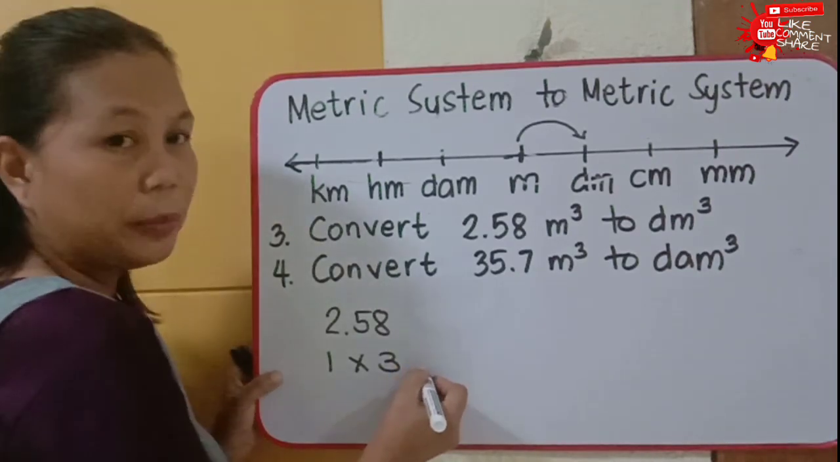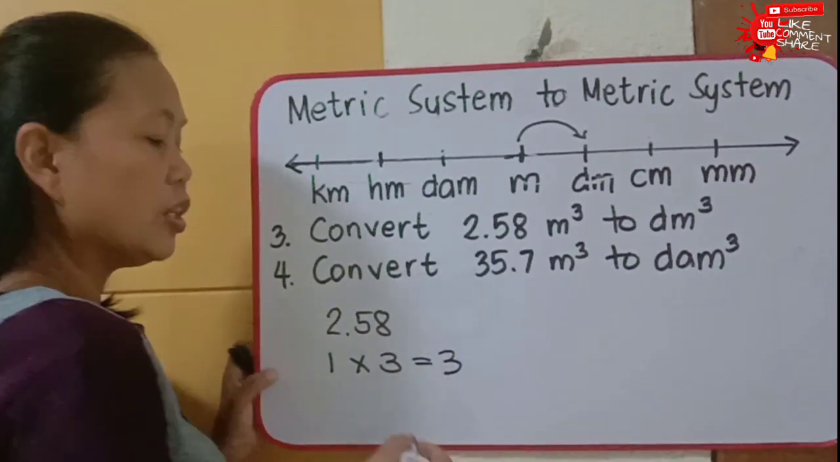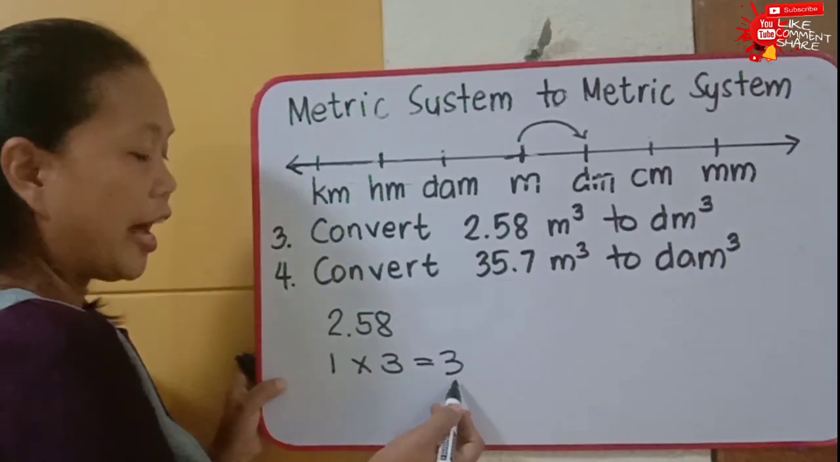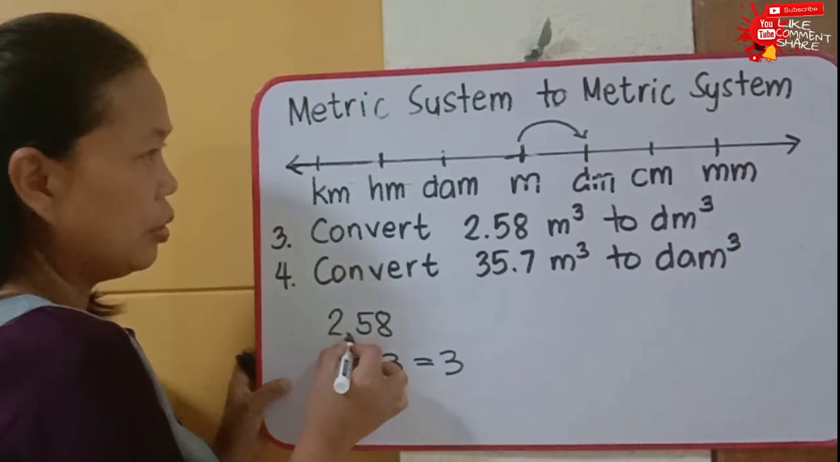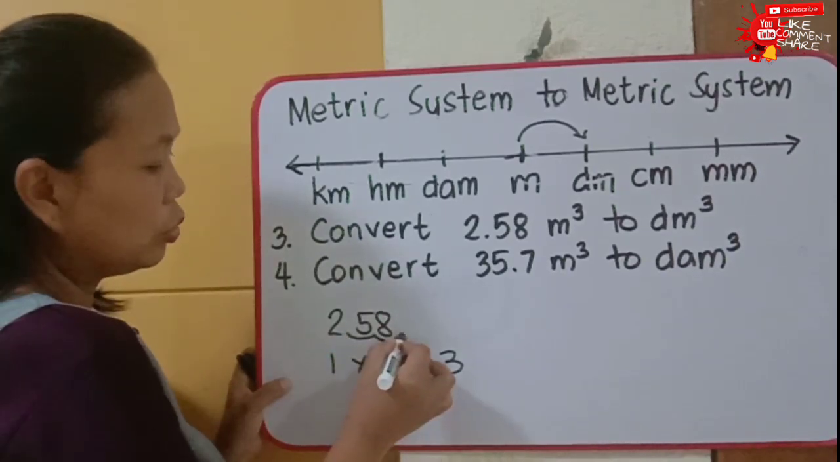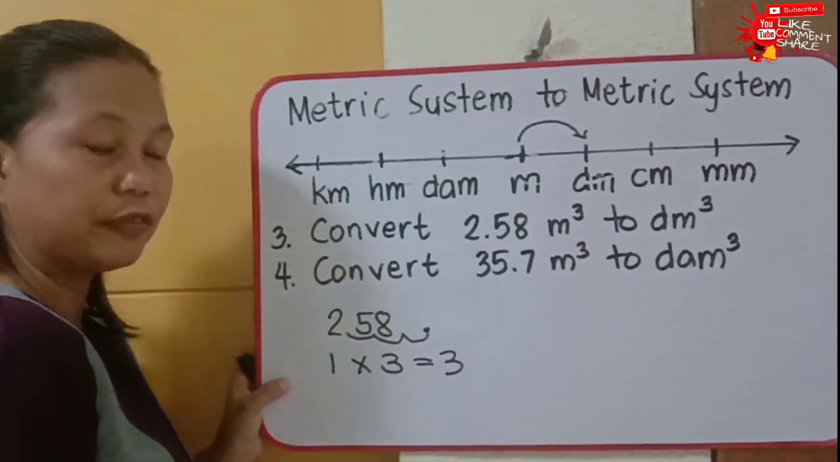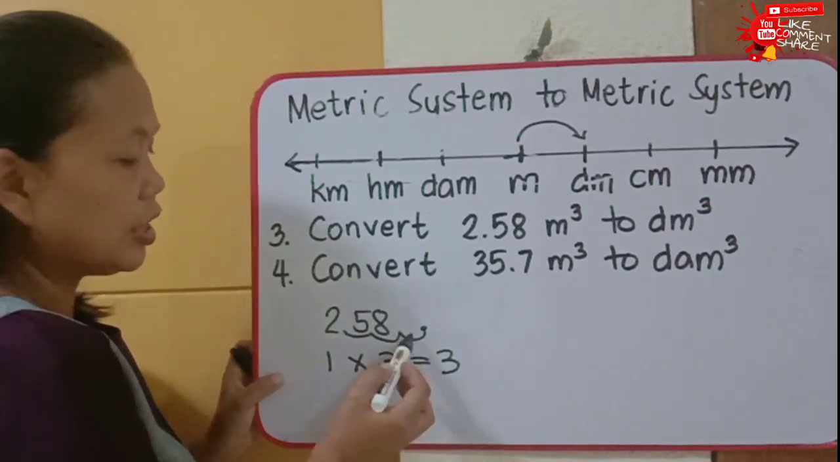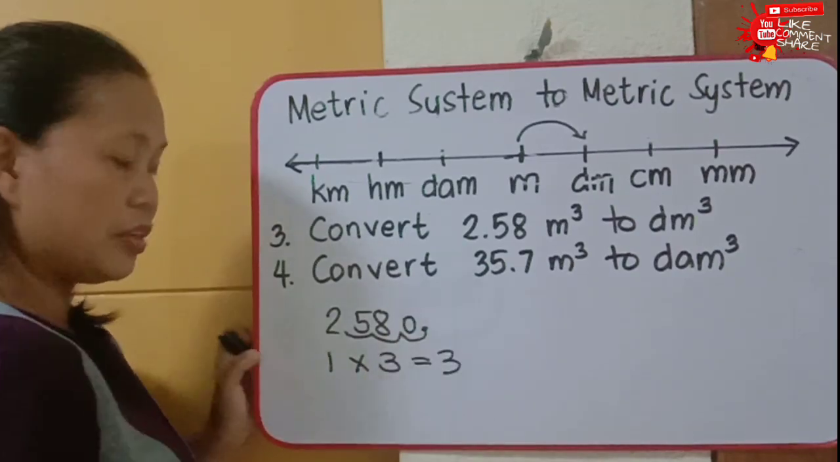So we need to multiply it by 3. And 1 times 3 is 3. So it means that we will move the decimal point 3 times to the right. Okay? So we have here 1, 2, 3. So this will be the location of the decimal point. Okay? The new location. Since we have a space here, we will just write 0.